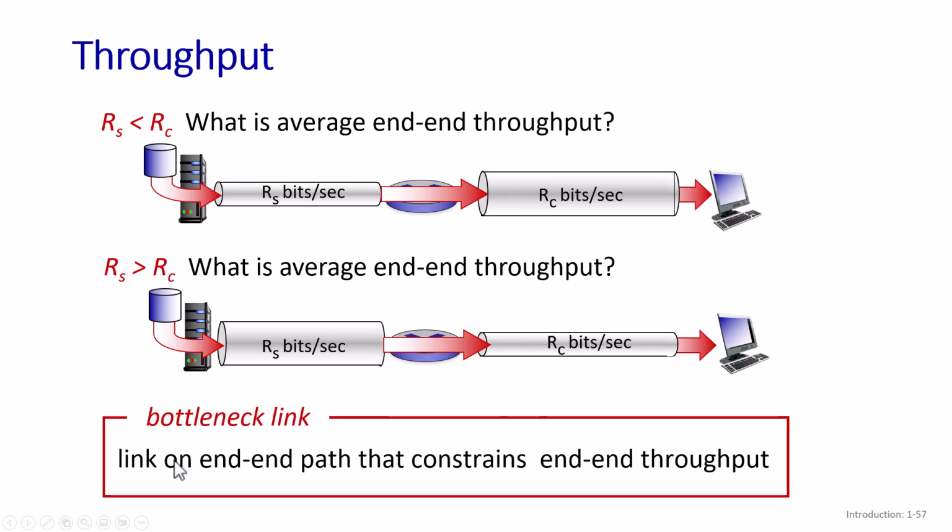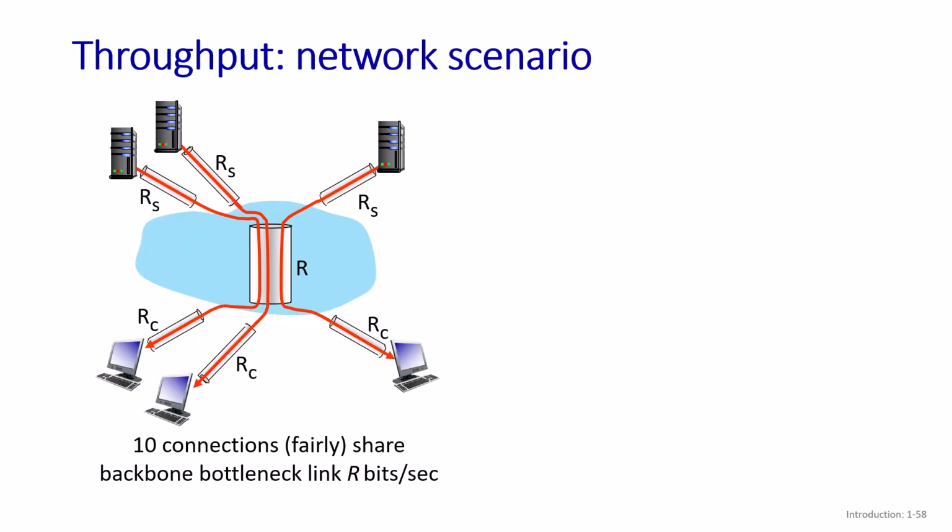Now, the link on an end-to-end path that constrains the end-to-end throughput is called the bottleneck link. Basically, the link with the smallest capacity is the bottleneck link. So that's the definition of the bottleneck link.